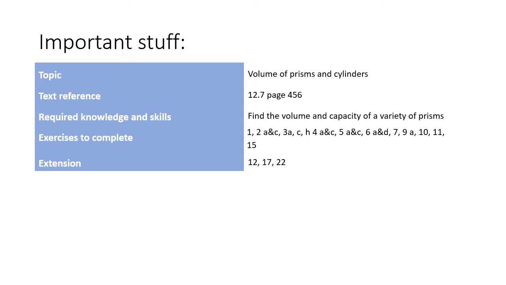So again, where are we at? 12.7 in the text, page 456. We want to be able to find the volume and capacity of a variety of prisms and cylinders, which, as we've seen, behave in a lot of similar ways.